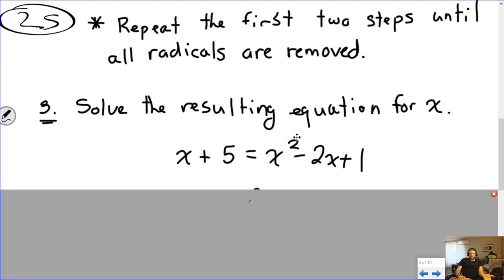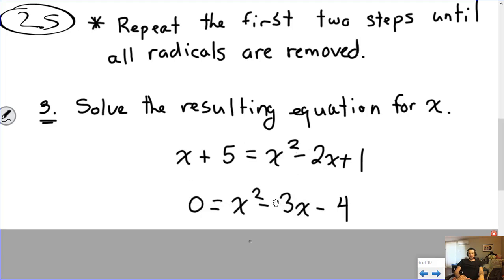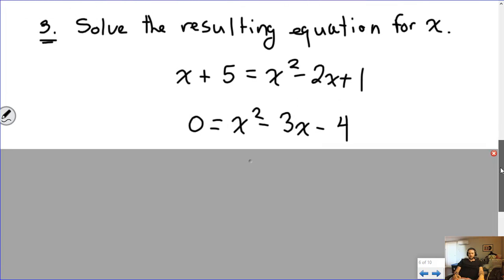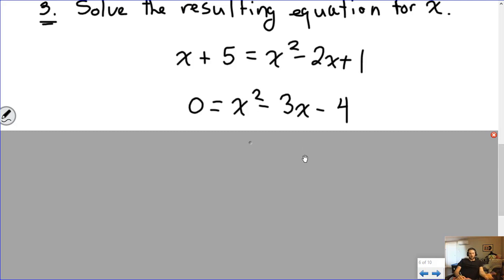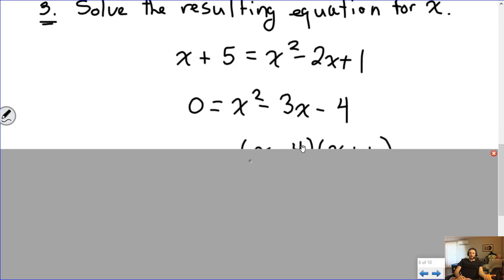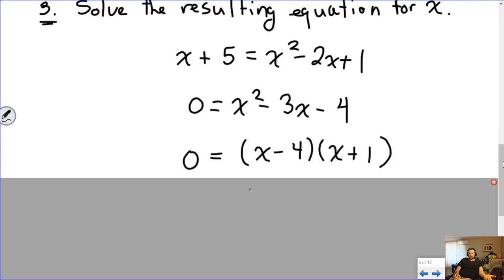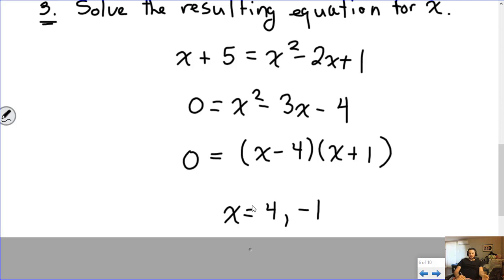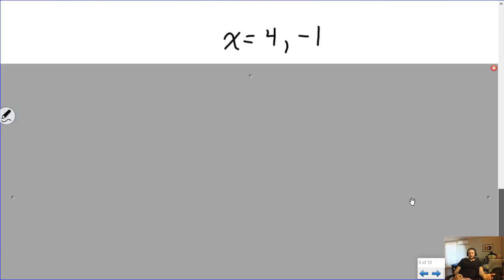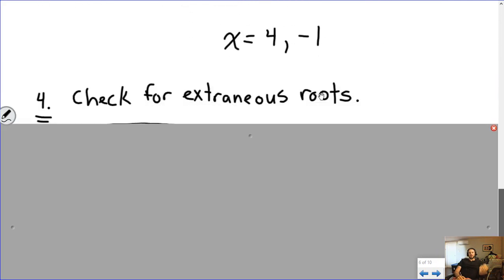So here, this is just a quadratic. We're going to take the 5, move it over by subtracting it, take the x, move it over by subtracting it, and I get x squared minus 3x minus 4. And then that can be solved either using your quadratic formula, or you could graph it, or we could factor it, right? x minus 4, x plus 1. So then what are the answers here? We get a possible answer of x is 4 or x is negative 1. Great, two possible answers.